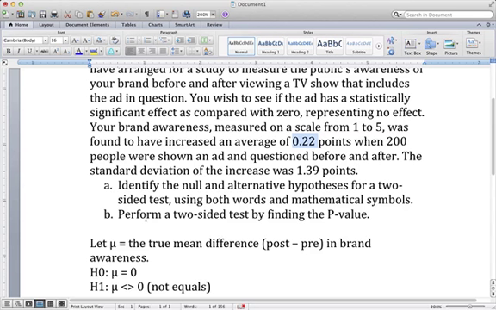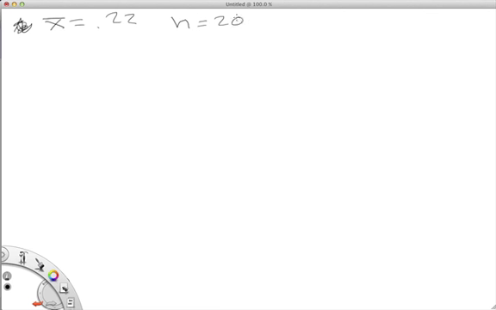Part B is perform a two-sided test by finding the p-value. And so I'm going to do this on the scratch pad. What I strongly recommend you do is take some notes. So what we've been told is that X bar from our sample is 0.22. We've got a sample size of 200. We've observed the sample standard deviation, and that was 1.39.